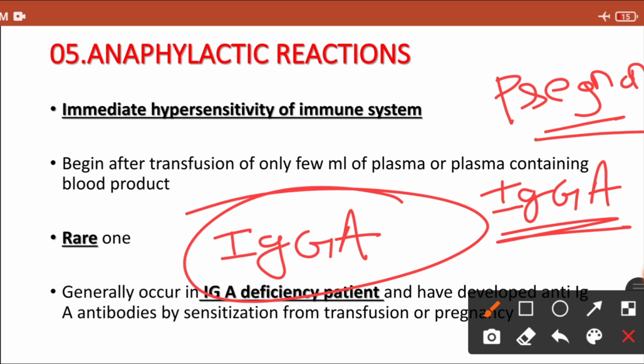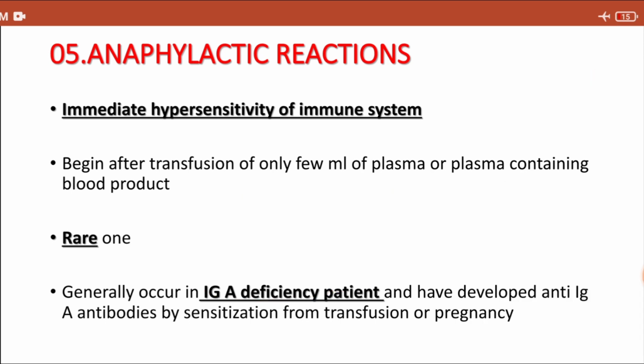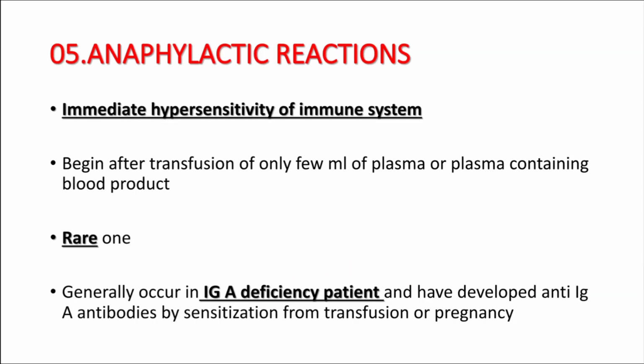So whenever you give blood for the second time, the patient already has the formed antibody and will react tremendously to that antigen. So IgA deficiency is the main underlying cause for the development of anaphylactic reaction. Such a reaction happens because the patient has sensitization from the transfusion or pregnancy, and because of sensitization they have developed anti-IgA antibody. So in the second transfusion they will react with the antigen tremendously, and you will have the severe allergic anaphylactic reaction.